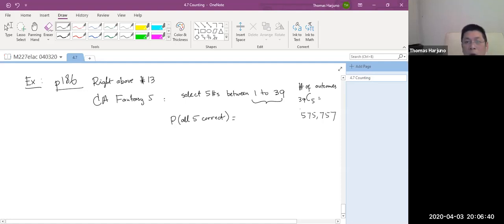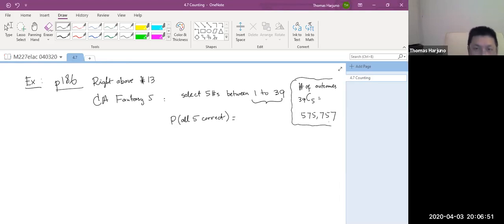Now, of these many outcomes, how many outcomes have all 5 correct? There must be only one of them. So our textbook says this is 1 over 575,757. That's how our textbook answered it.